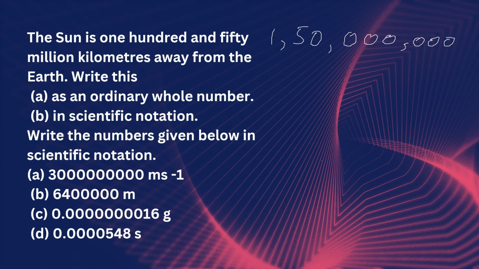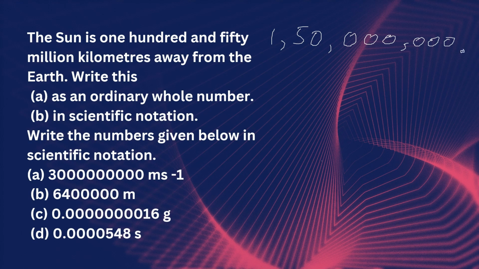In part B, we are asked to write this in scientific notation. In scientific notation, as I told you earlier, there is only one non-zero digit before the decimal, and we also write the complete number in powers of 10. First of all, we see whether there is a decimal point in the given number or not. There is no decimal point. It means the decimal point is at the end of the number.